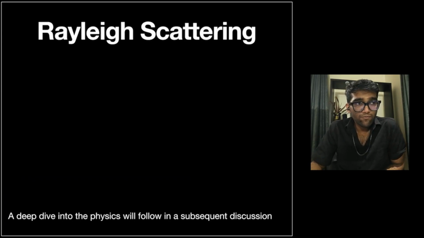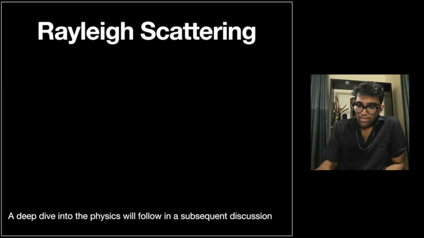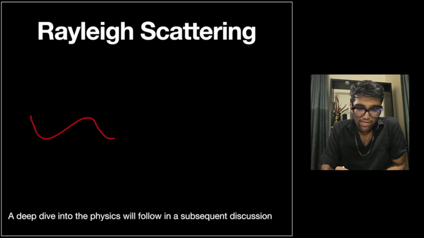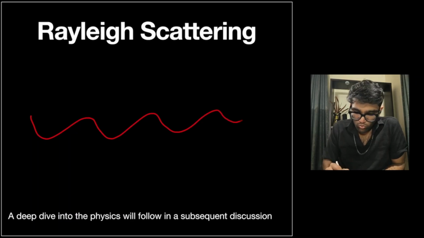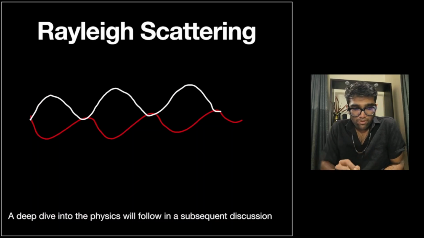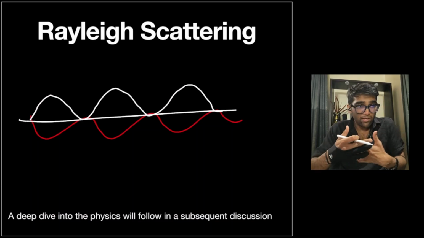Now why would that be the case is a very interesting thing. It's because of the phenomenon of Rayleigh scattering. Now see, light is an electromagnetic wave. Because it is an electromagnetic wave, it actually consists of two orthogonally propagating electric and magnetic waves. So this is the plane and they're perpendicular to each other.